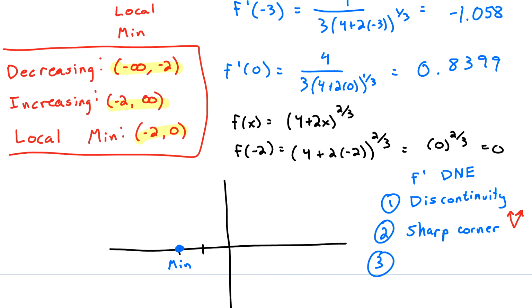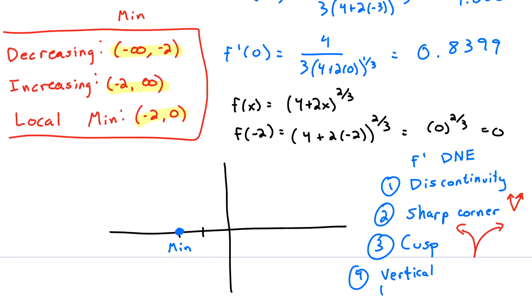We could have a cusp, which is kind of a special case of a sharp corner, and then the next one, a vertical tangent line. So that's going to look more like this. It's going to be kind of curved on either side. Or we could have a vertical tangent line, which these tend to be trickier and more difficult to spot. Those might look something like this, where here at this particular point you've got a vertical tangent line because the slope of that line is undefined.